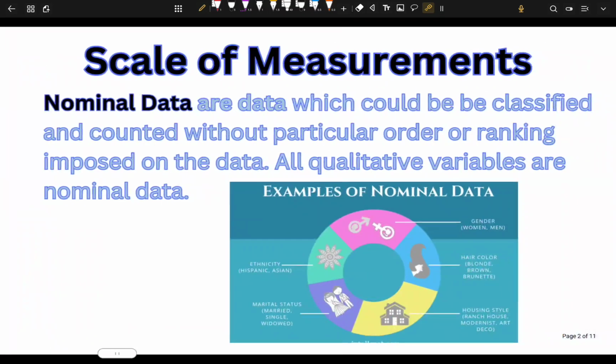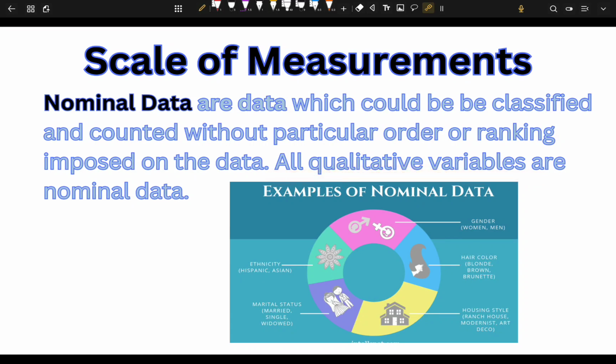Alright? Unahin natin yung tinatawag nating nominal data. As per definition, these are the data which could be classified and counted without particular order or ranking imposed on the data. All qualitative variables are nominal data. Meaning, wala daw po tayong sinusunod na order or ranking kapag usaping nominal data. We just need to count yung ating mga data. Sabi pa dito that all qualitative variables are nominal data.